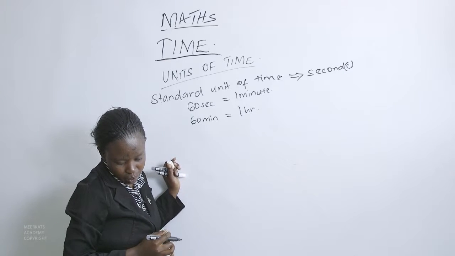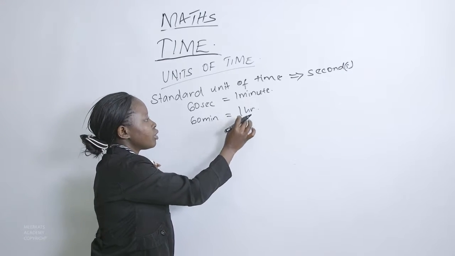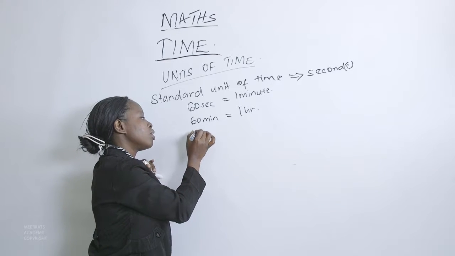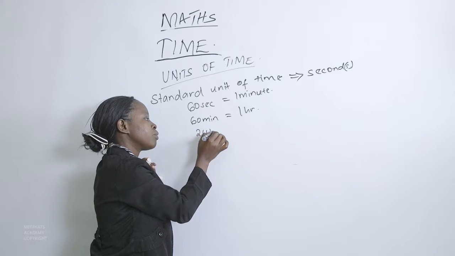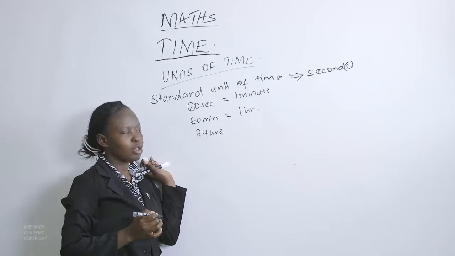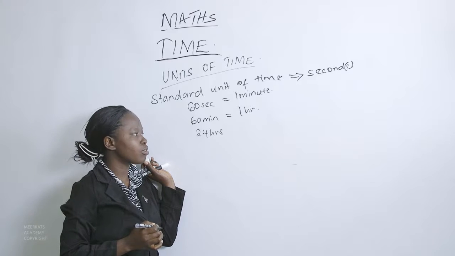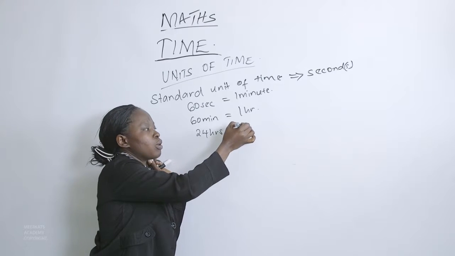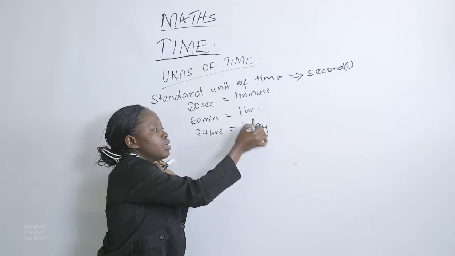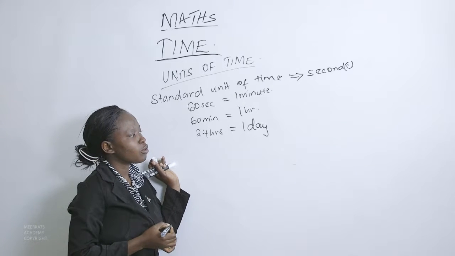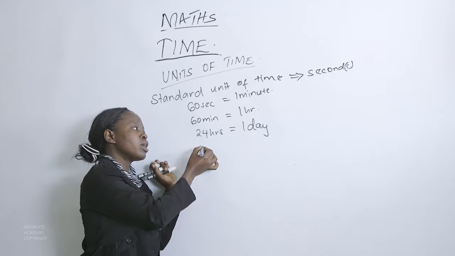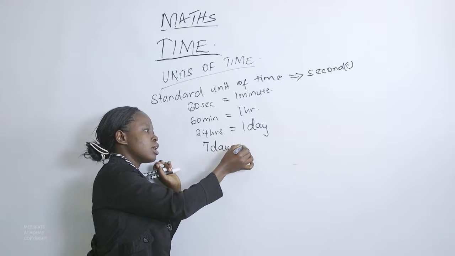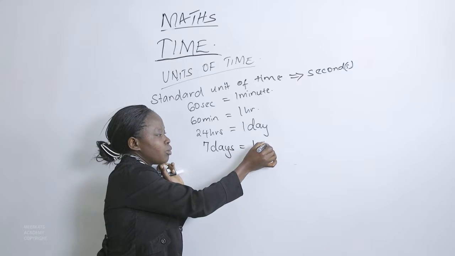Then from 1 hour, we need to convert the hours to days, then 24 hours. We've already said we have 12 hours for the day and 12 hours for the night. So that will mean a total of 24 hours will be equivalent to 1 day. Then another unit from a day, we move on to a week. So a week is made up of 7 days. So 7 days are equivalent to 1 week.